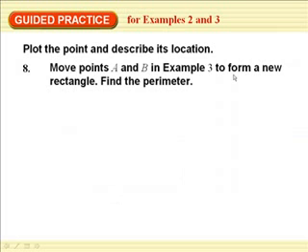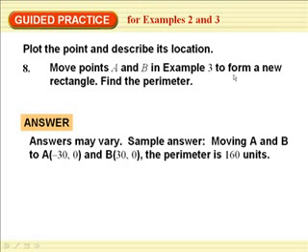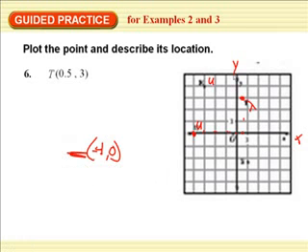Plot the point and describe its location. Move points A and B in example 3 to form a new rectangle. Find the perimeter. Which one is that? Move points A and B back in example 3. So hold on, let's go back.